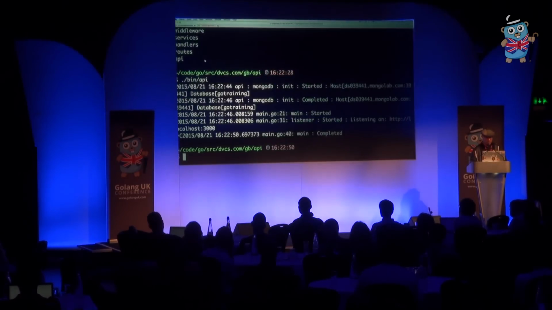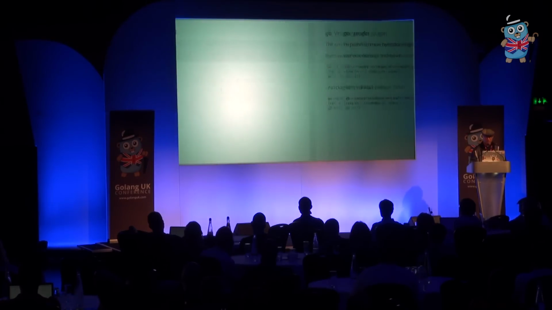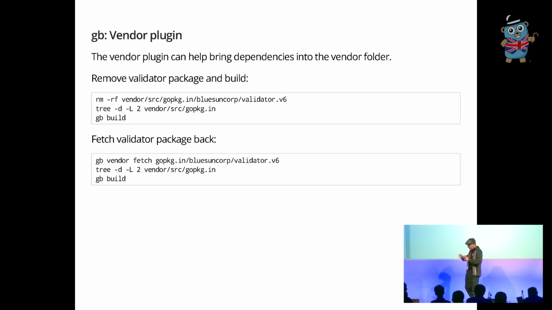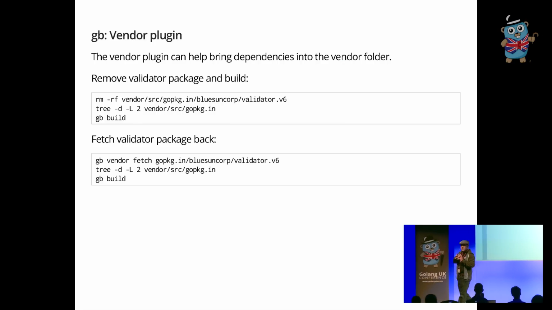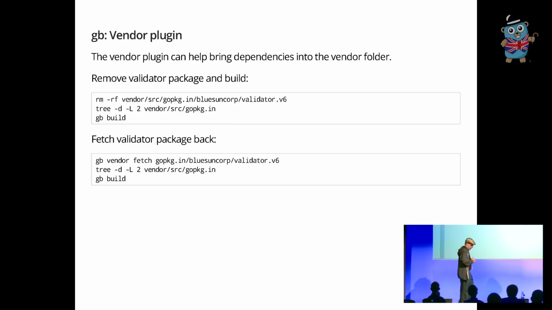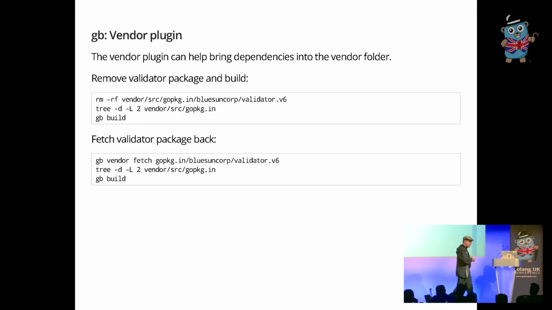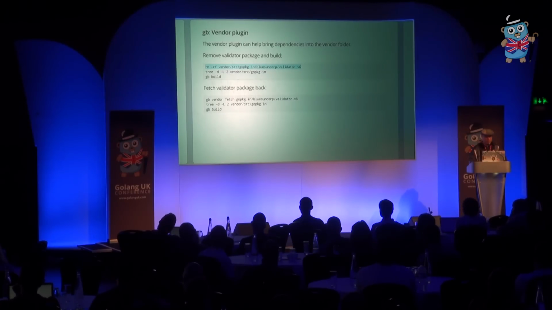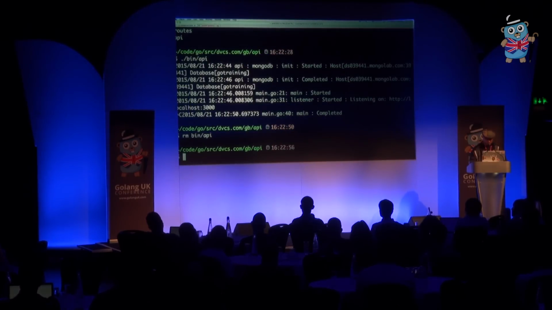Now I want to show you something else that's kind of cool with GB. GB, the tool itself, is about building and testing and those things. And it now has a plugin environment. Anybody can come in and build plugins for GB. So someone's come in and built this vendor plugin for GB that will make it easy for you to bring that code back into that vendor folder. So what I'm going to do is come in here, and what do we got here? I'm going to remove that.